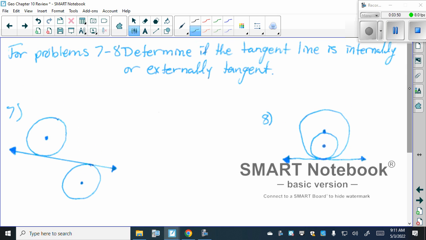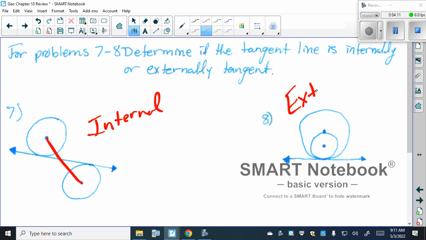Seven, 8, internal and external. So it is considered internally tangent if a line intersects both circles at 1 point and crosses the imaginary line between their centers. So this here is internal. And this here would be external. It's internal if it goes between them, it's external if it doesn't. So if the line goes between the circles, it's internal. If it doesn't go between them, it is external. That's it.